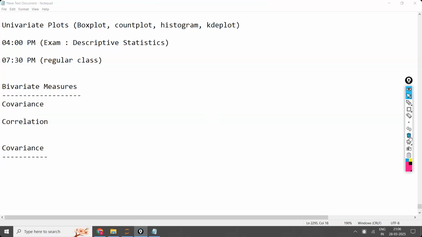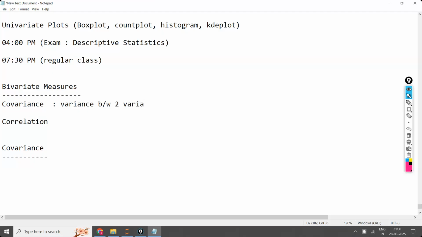Still one more topic is the correlation. Wait. Okay. So covariance and correlation. Till this, everything is included. Now, what is covariance? Covariance means variance between two variables. The meaning of covariance means covariance between two variables.